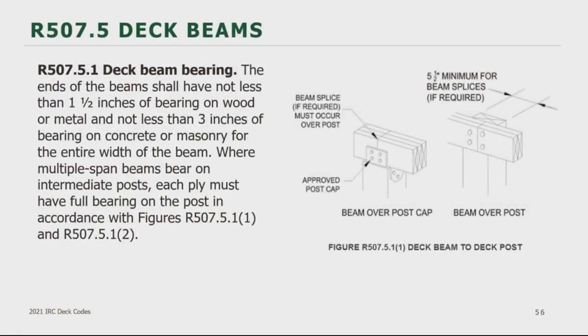Beams need direct bearing on a wood post, a metal connector, or on masonry or concrete. Beams are not permitted to be bolted to the side of a post. They need to have bearing underneath the beam. If you have a beam splice, that beam splice has to occur over a post.